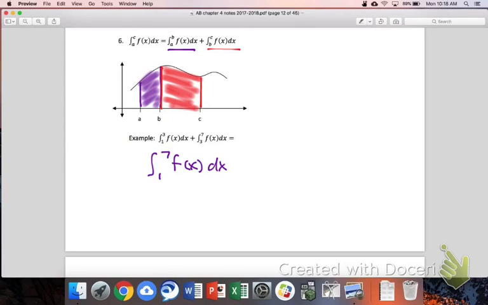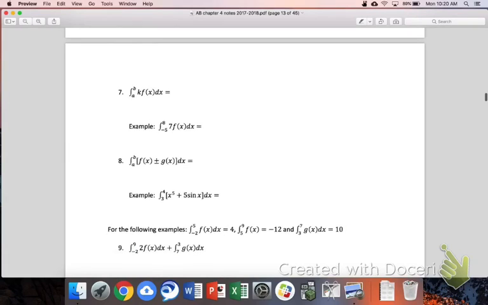Still doing okay? All based on area. Do you see why we put so much effort into area? Maybe these make a lot more sense based on that. Okay, and then our last two are over here, number 7 and 8.